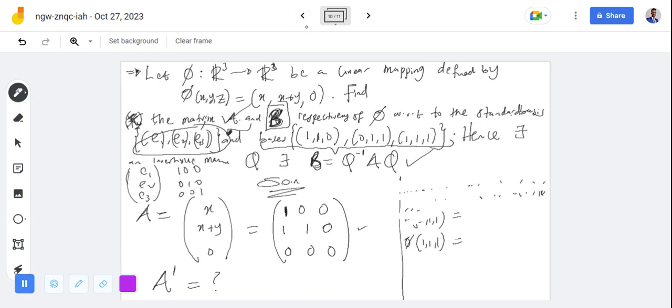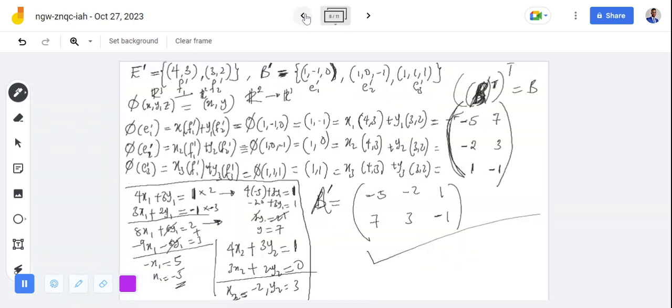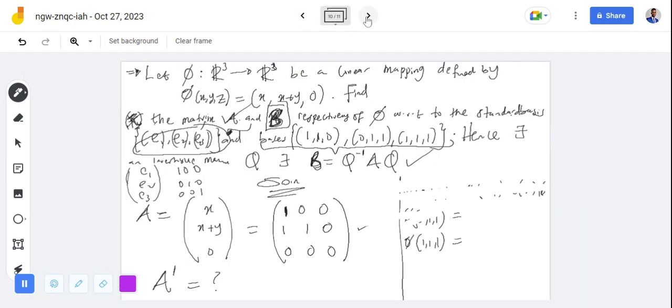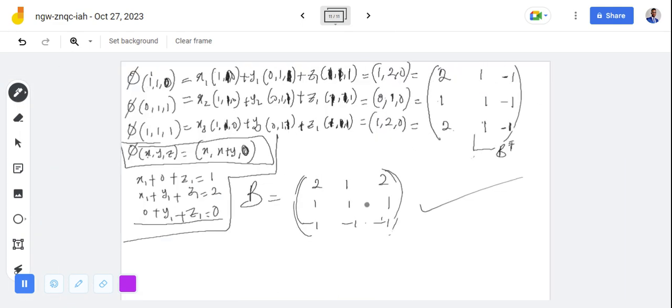So what other question did they ask? The question says, hence, there exists an invertible matrix Q such that we want to show that B is equal to Q inverse A Q. So how will you look for Q when we don't have two bases given? How will I look for Q?